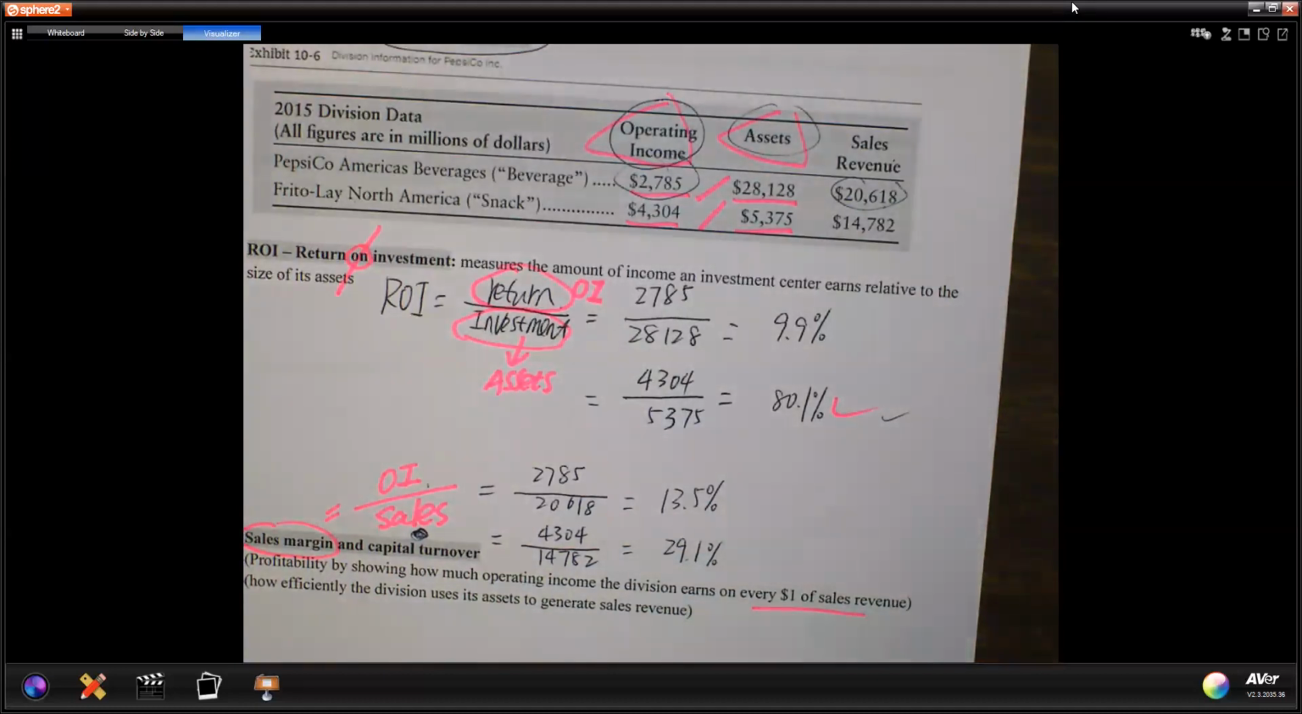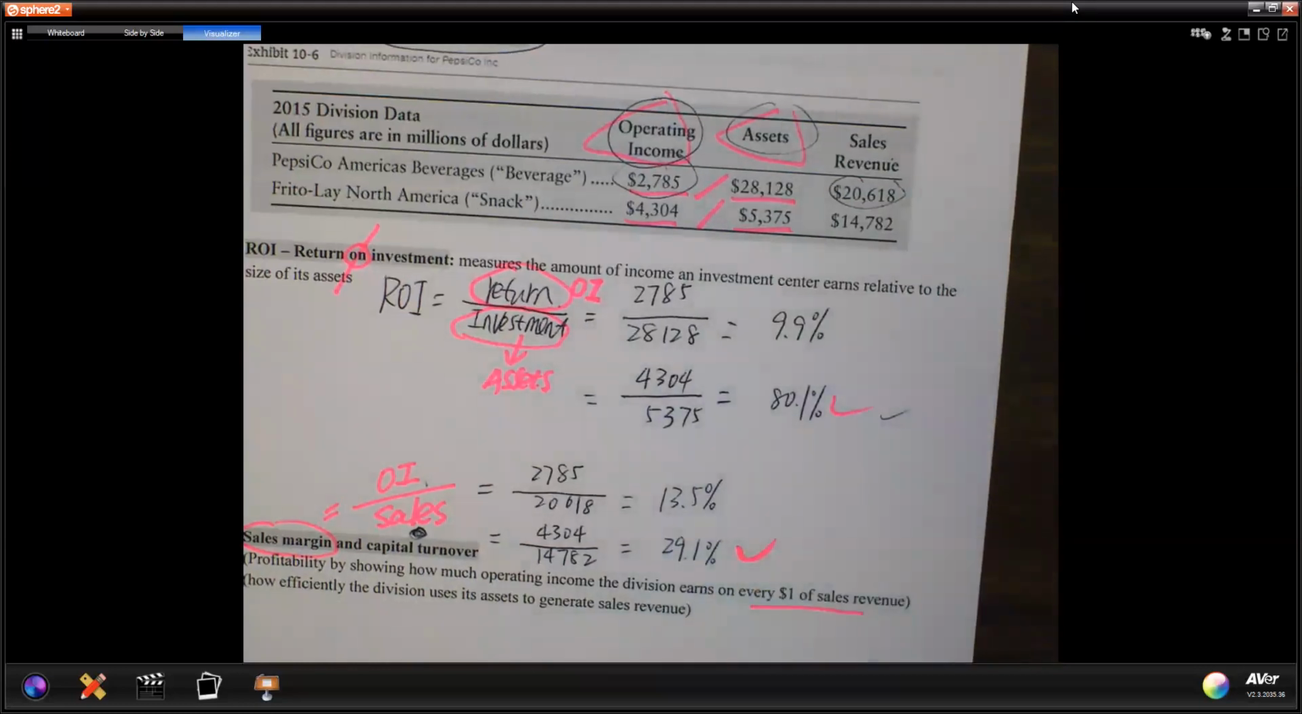What's the meaning? For Pepsi, for $1 they sell, they will have 13.5 cents going into their income as the profitability. For Frito, for every $1 they sell, they will have 29 cents, almost 30 cents going into their income as the profit. So we said the higher number is better, right? So higher number is better.